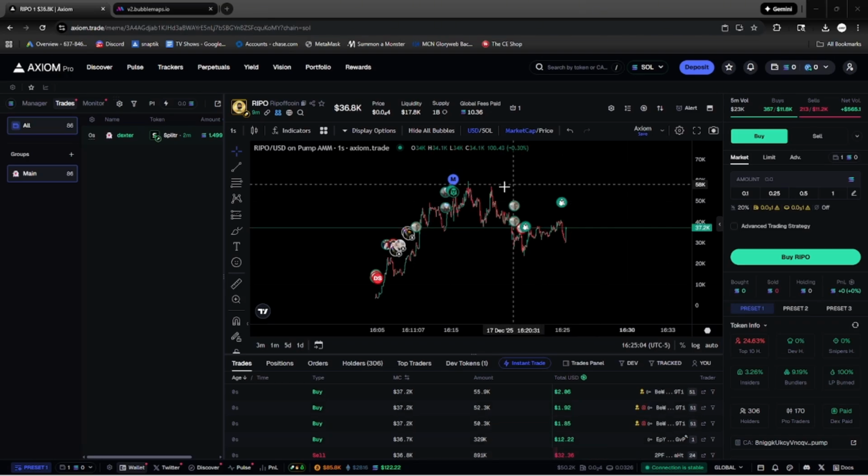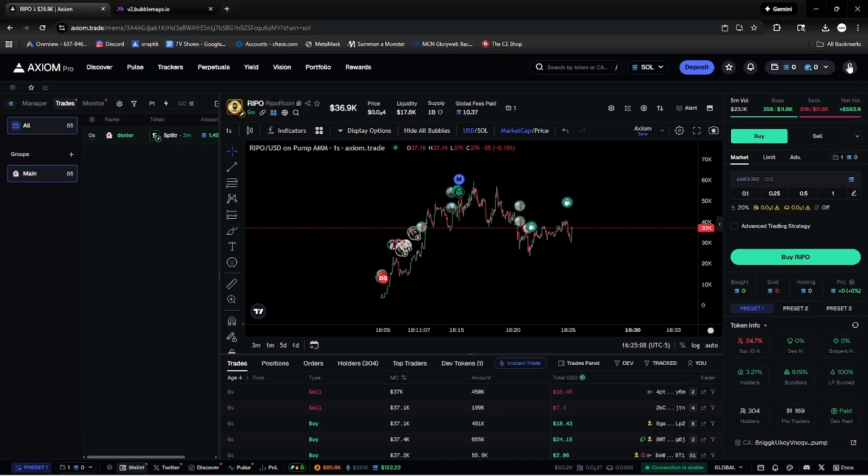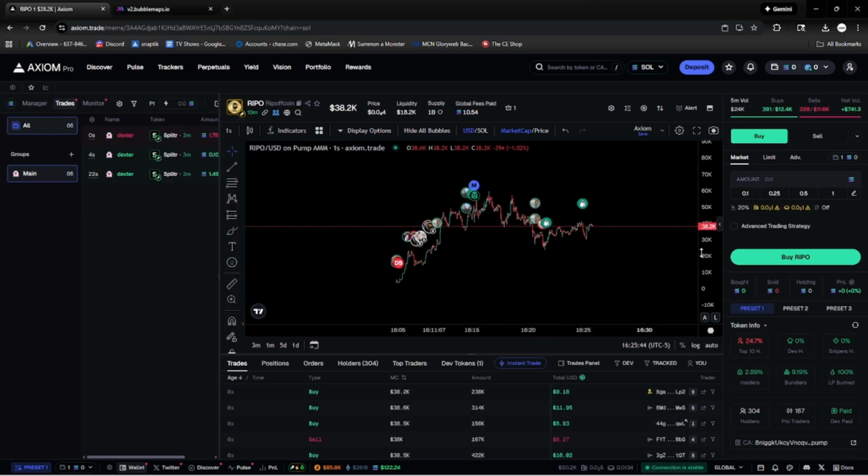Reading a meme coin chart is something everyone needs to know before they start trading meme coins. It doesn't take a genius to do it, but I'm going to show you anyways.